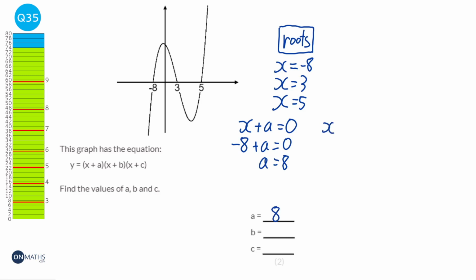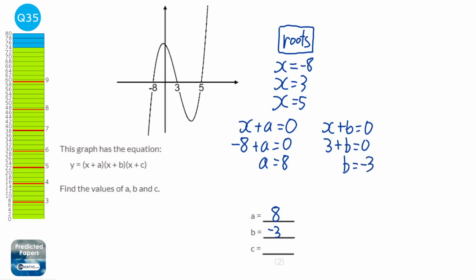Go do the same with the next one. x plus b equals 0. And this time the root is 3. So it's going to be 3 plus b equals 0. Take away 3 both sides, and you get b is -3.